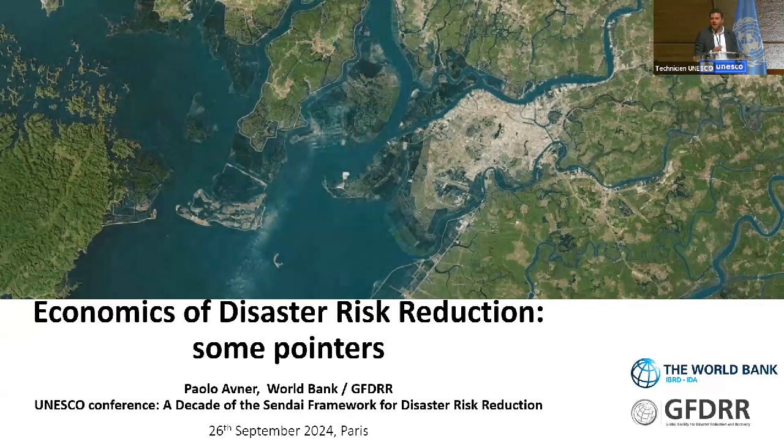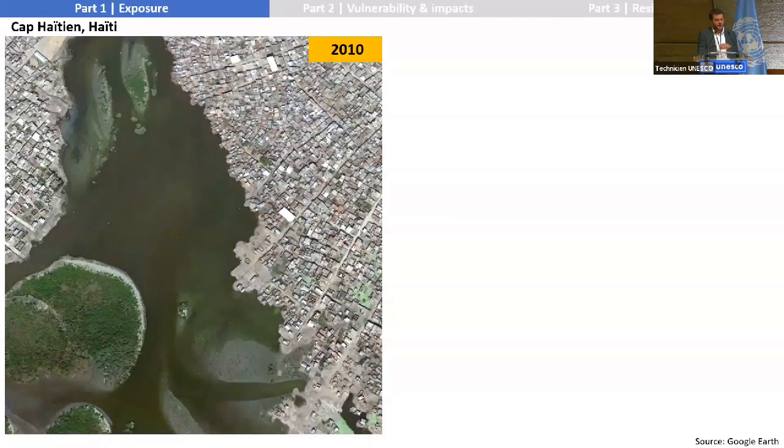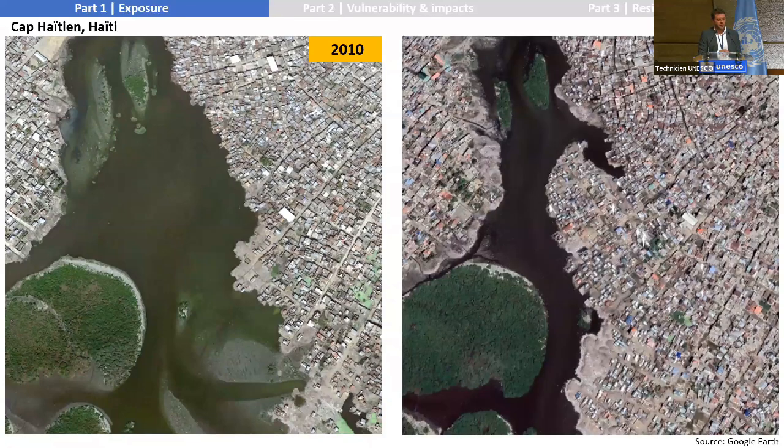I've got about 7 minutes, so it's impossible for me to be very comprehensive. So what I'm going to do is give a few pointers about the economics of disaster risk management and disaster risk reduction. I wanted to start with satellite imagery, and this is Cap Haïtien in Haiti, taken in 2010. And I just wanted to show you this picture from 2021.